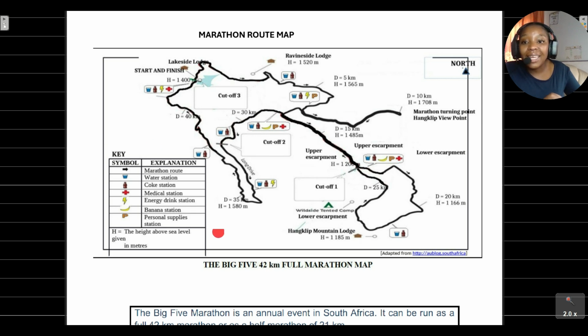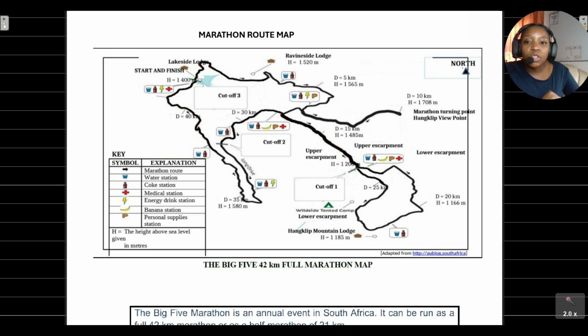You can see here we are given a key. And this key is giving us what all these different symbols that we're seeing on this map mean. So we see that we've got an arrow, the glass of water, the Coke, the cross, the lightning symbol, the banana, the P. We are told what all of these symbols mean on the map. So if we're seeing that arrow, it just means it's a marathon route.